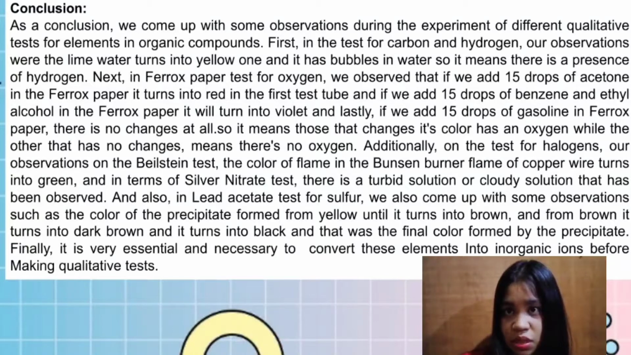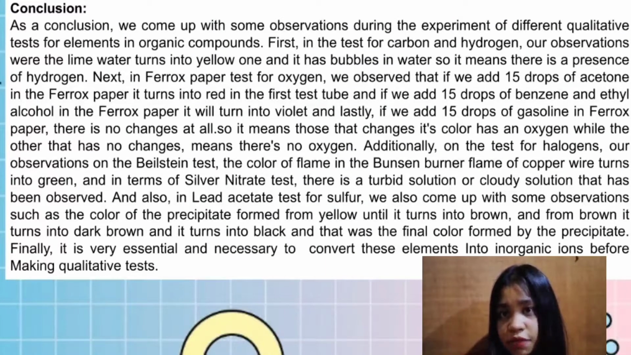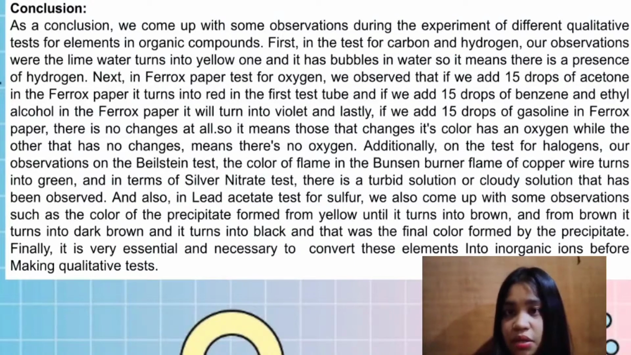So it means those that change color have oxygen, while those that have no change mean there's no oxygen. Additionally, in the test for halogens, our observation in the Beilstein test was that the color of the flame in the Bunsen burner flame of the copper wire turns green. And in the silver nitrate test, a turbid or cloudy solution was observed. And also in the lead acetate test for sulfur, we observed that the color of the precipitate goes from yellow to brown, from brown to dark brown, and then turns black, and that was the final color formed by the precipitate.